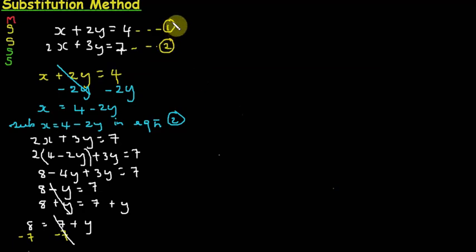You can substitute it in equation 1. You can substitute it in equation 2. Or you can simply substitute it in this equation that we have here, x equal to 4 minus 2y. And if you substitute it in this equation, then right away you'll find the value of x without much trouble. So this is what we will do now.